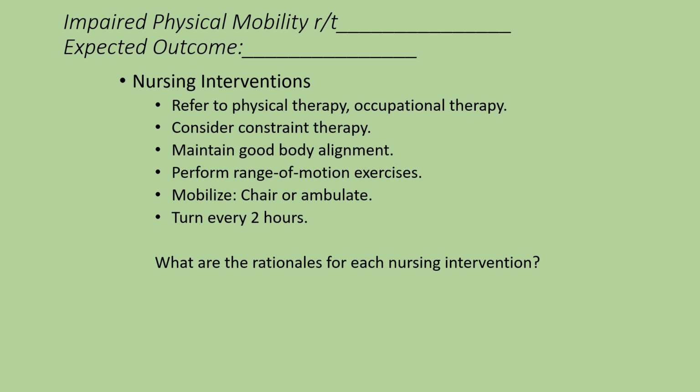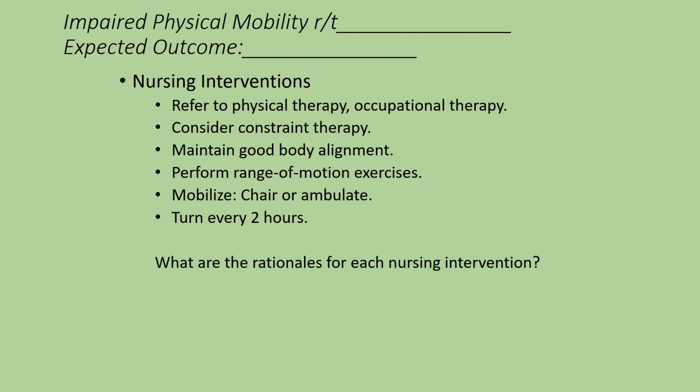Your nursing interventions: you want to consult physical and occupational therapists to assess the patient's abilities to make specific recommendations related to mobility. Discuss the use of constraint therapy with physical and occupational therapists. Constraint therapy forces the use of affected limbs by restraining the unaffected side. Maintain the patient in correct body alignment to prevent contractures and promote comfort. Support affected extremities with pillows to prevent dislocation injuries and promote comfort.